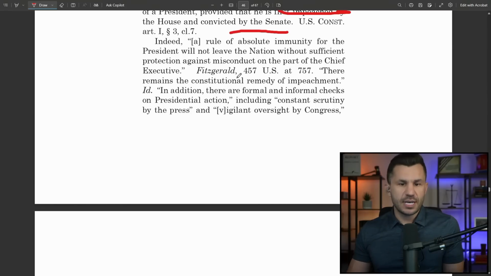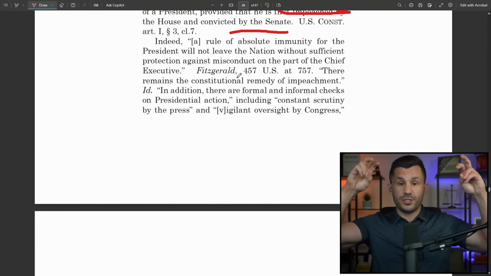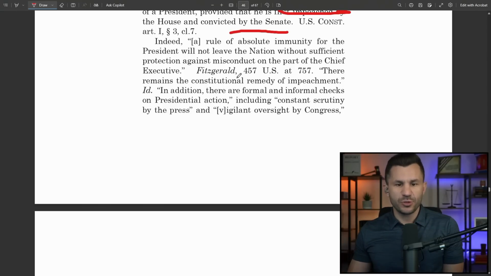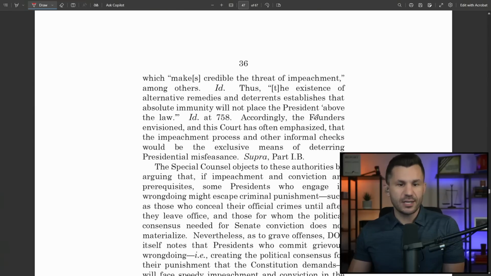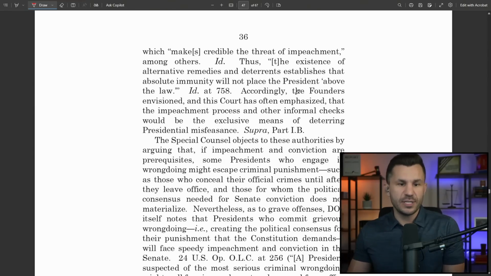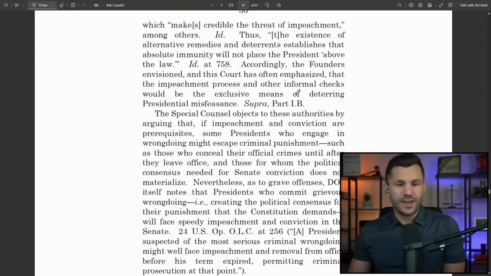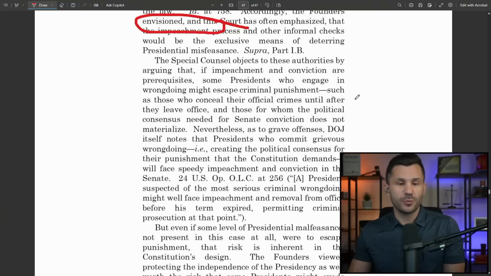Now, Fitzgerald says a rule of absolute immunity, the legal term, not the deranged term, will not leave the nation without protection. There is a big remedy. Formal, informal checks, constant scrutiny by the press, vigilant oversight by Congress, credible threats of impeachment, and alternative remedies as well. The founders envisioned that impeachment and other checks and balances are plenty, and they are.